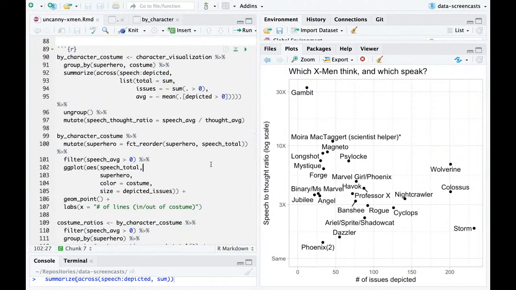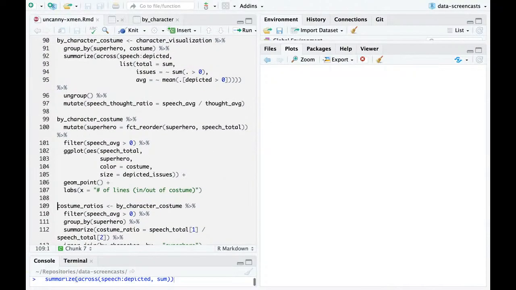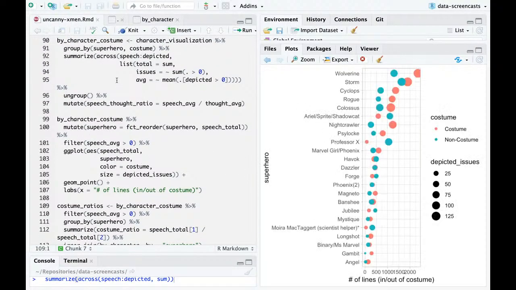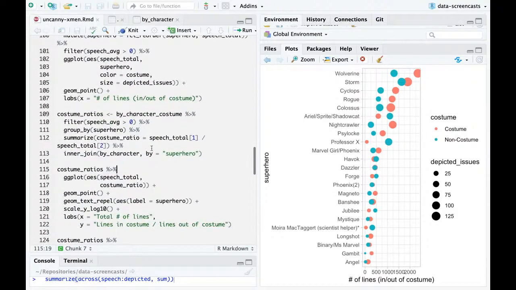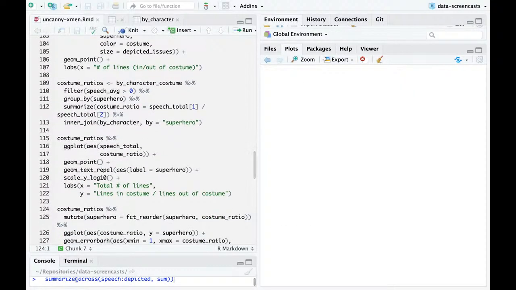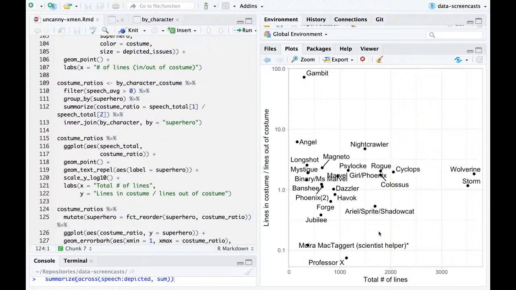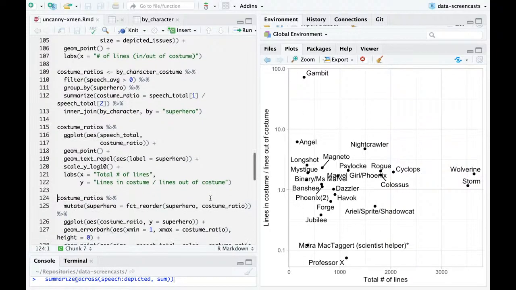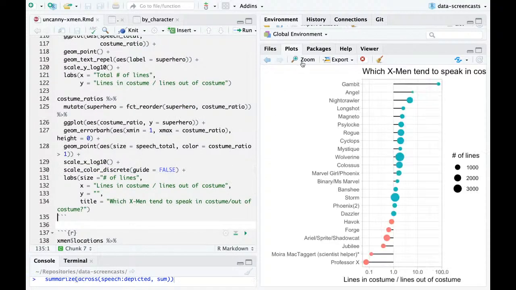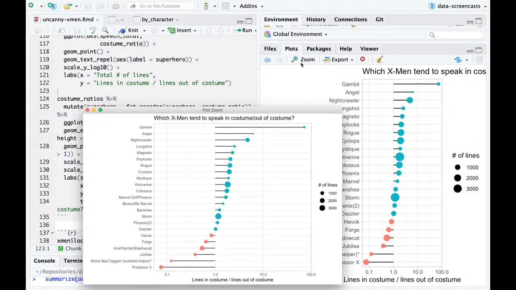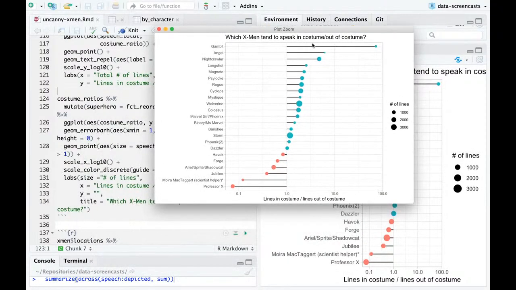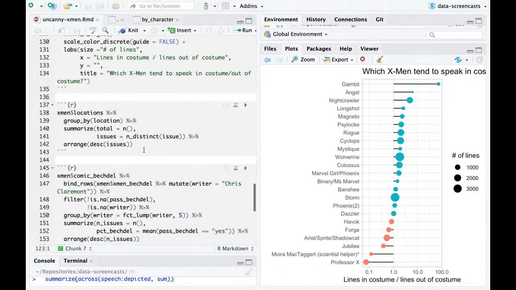Then we asked which characters appear in and out of costume. Besides putting these on a scatter plot, where it's like the number of lines versus the lines in costume, we tried this in a lollipop graph. And we thought this was useful because it prioritized who are the costumed characters like Gambit and Angel, the least costumed characters like Professor X and Moira, and then only as a second thing noted what the number of lines was. That was our lollipop graph.